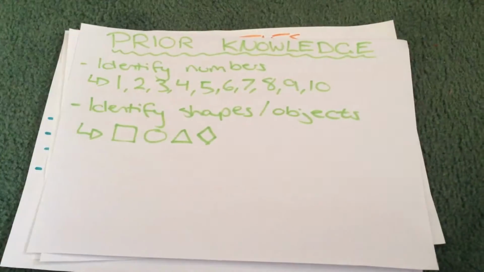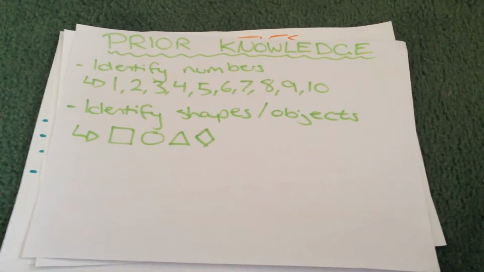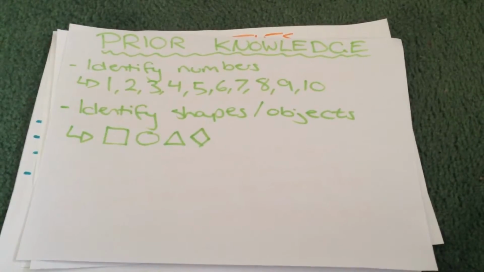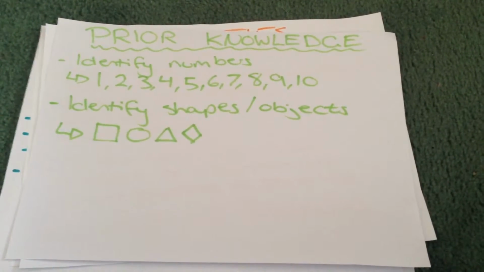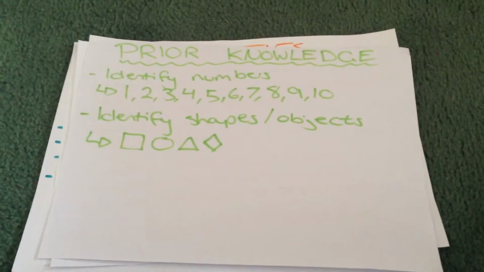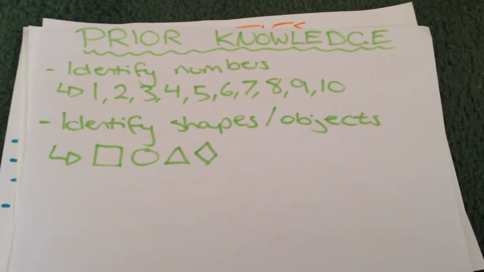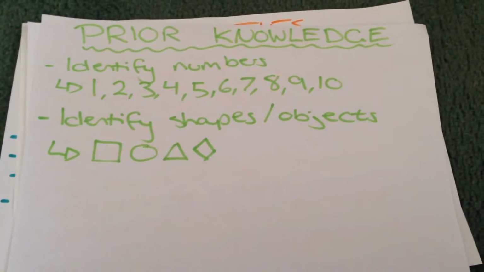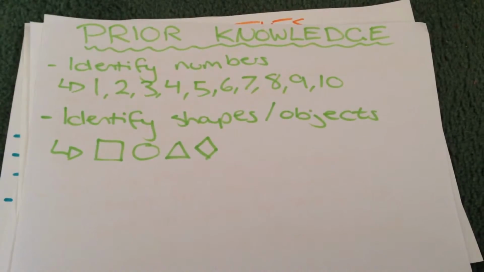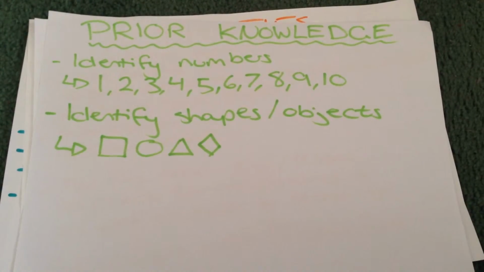So prior knowledge for this. For a grade 1, the prior knowledge needs to be, they need to identify numbers. So they should be able to identify at least 1 to 10, but you could go further if you like. They also need to identify shapes and objects such as the square, the circle. Objects need to be understood as well. So when we're looking at the book, the glue and the pencil. Students need to be able to identify different objects so that they can continue the pattern with the objects.